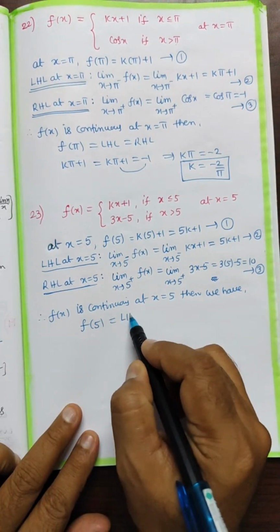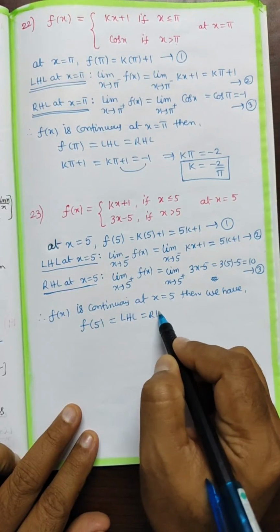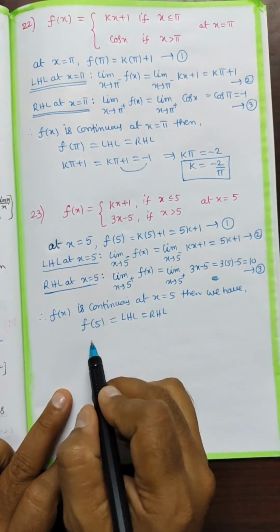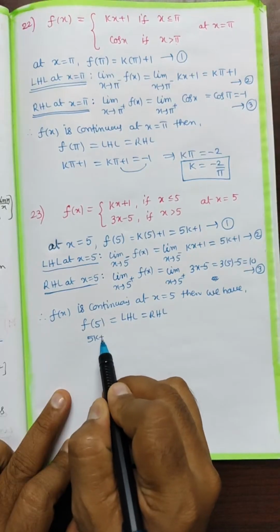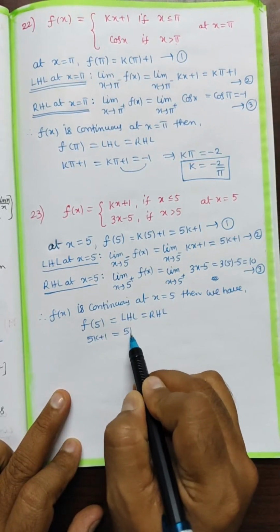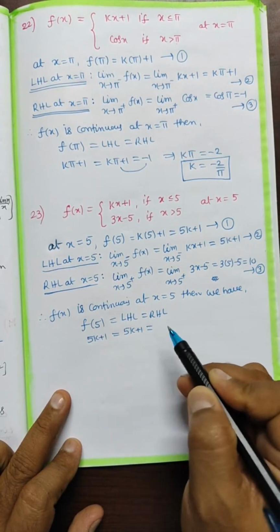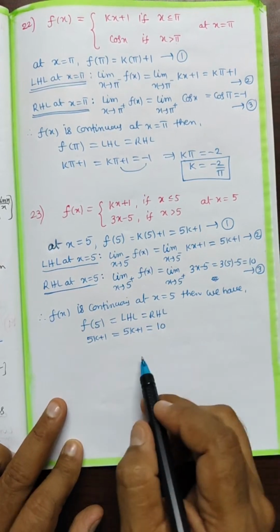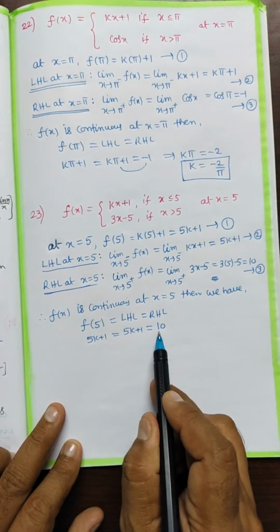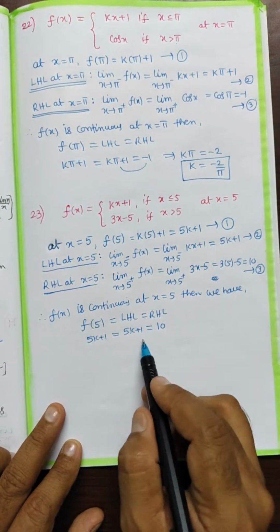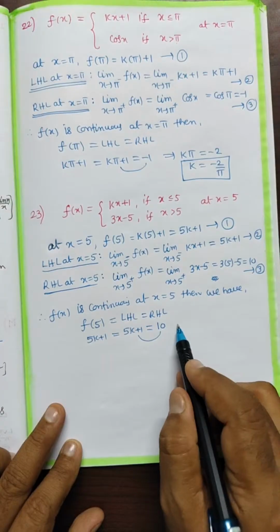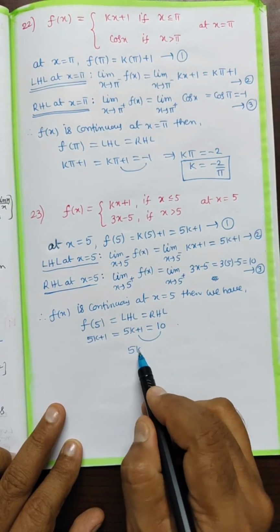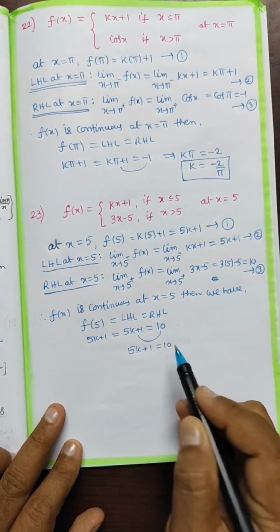The limit exists, that means LHL is equal to RHL. F of 5 value how much, dear students? 5k plus 1. Even LHL also 5k plus 1 is equal to RHL value. RHL value is what? 10. So either equating these two or equating these two, I am going to equate these two. So 5k plus 1 is equal to 10.